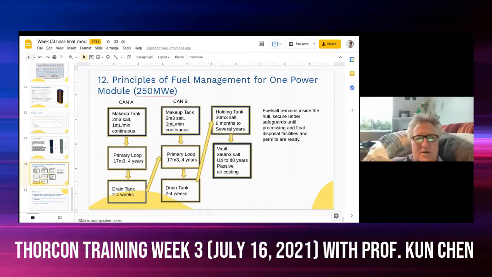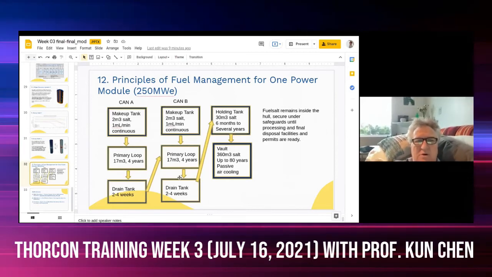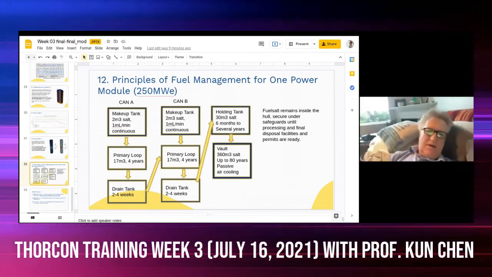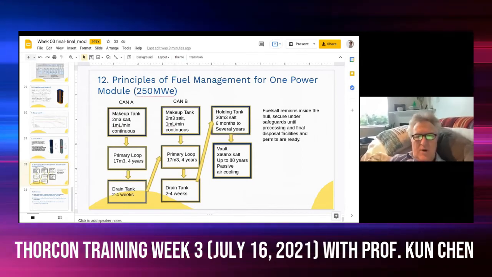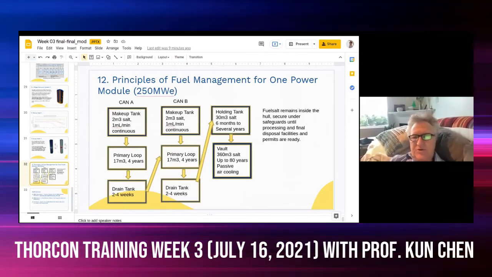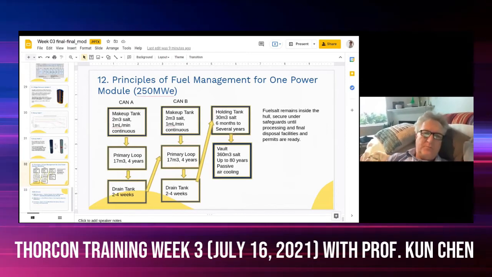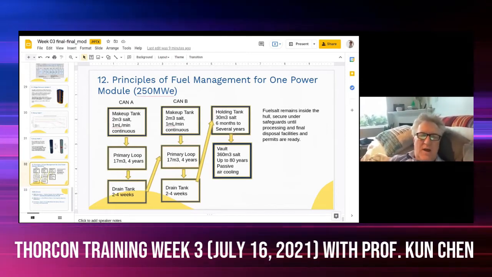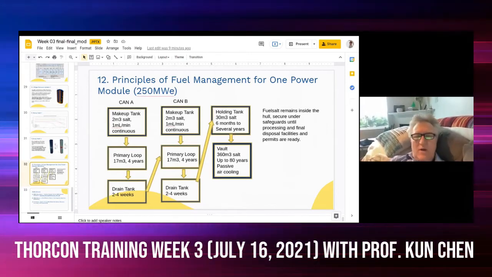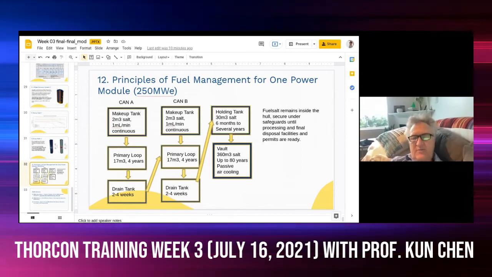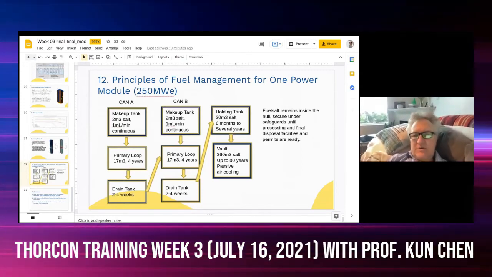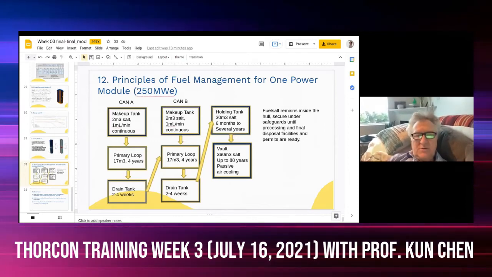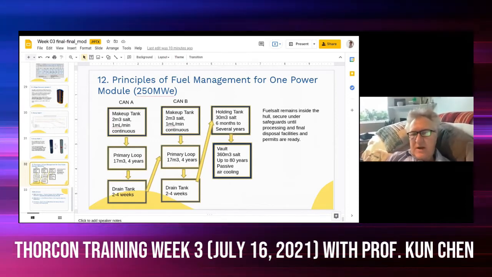Okay. So if we start with can A, we have our primary loop that's filled with fuel salt and is barely critical. And then we add roughly 1 milliliter per minute of makeup salt. So that adds up to about 2 cubic meters over 4 years. So that's the purpose of the makeup tank.